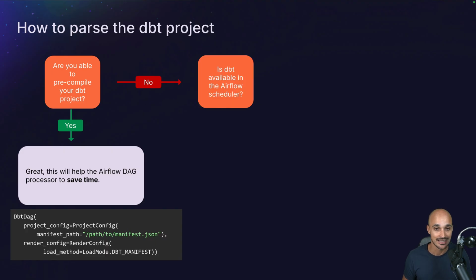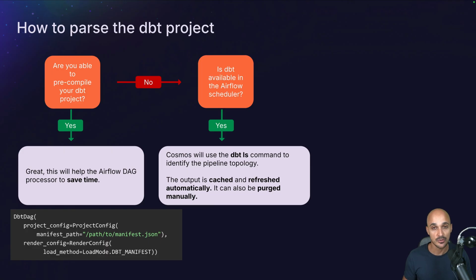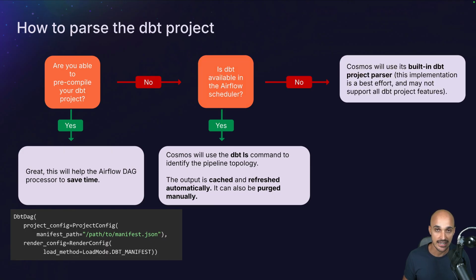But if you can't, then the next question is, is dbt available in the Airflow scheduler? If yes, Cosmos will use the dbt ls command to identify the pipeline topology, and the output is cached and refreshed automatically. It can also be purged manually. And if dbt is not available in the Airflow scheduler, Cosmos will use its built-in dbt project parser. While this implementation is best effort, it may not support all dbt project features, so definitely not the recommended way. And as you can guess, if you pre-compile your dbt project, it is much faster than if you let Cosmos use dbt ls.